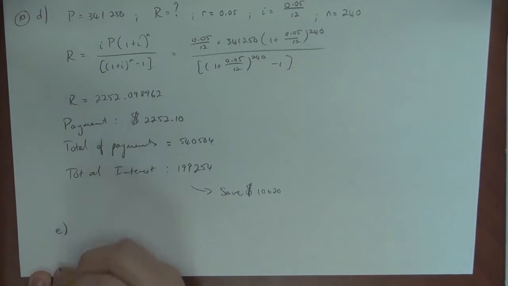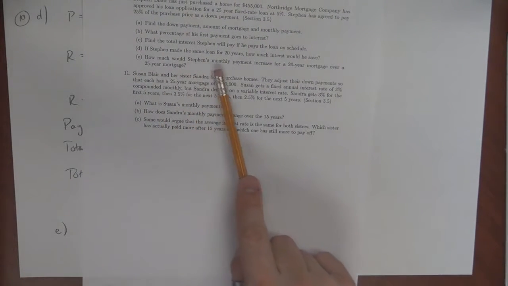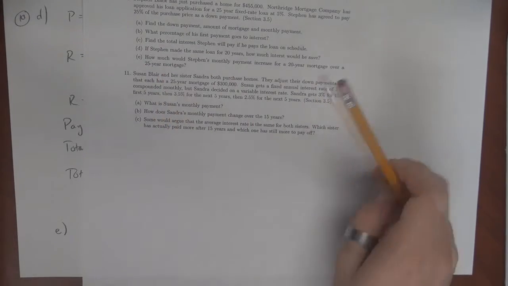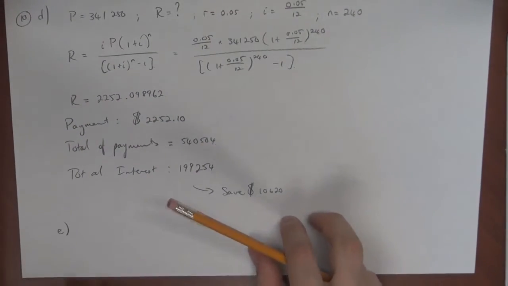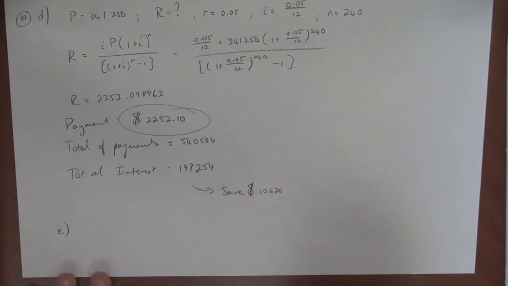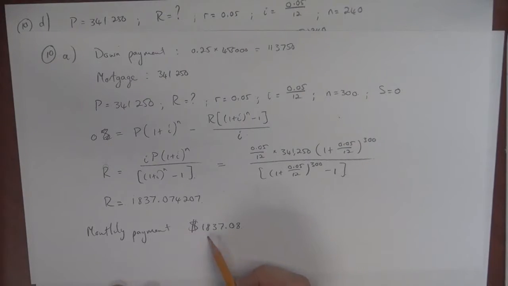And E I can easily answer because I had to do that in D. How much would Stephen's monthly payment increase for a 20-year mortgage over a 25-year mortgage? Well, the monthly payment now is 2252.1, and the previous one was 1837.